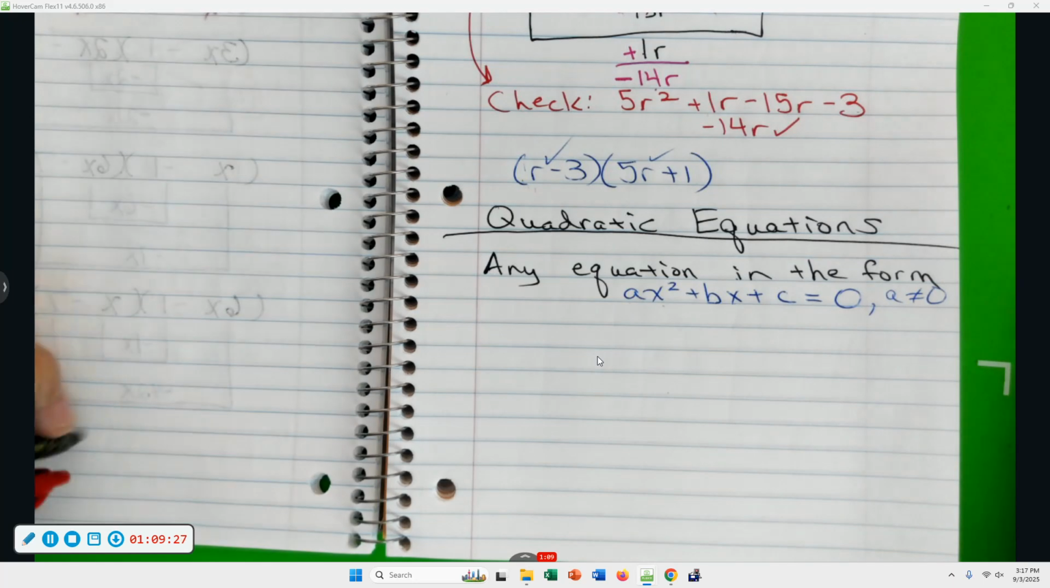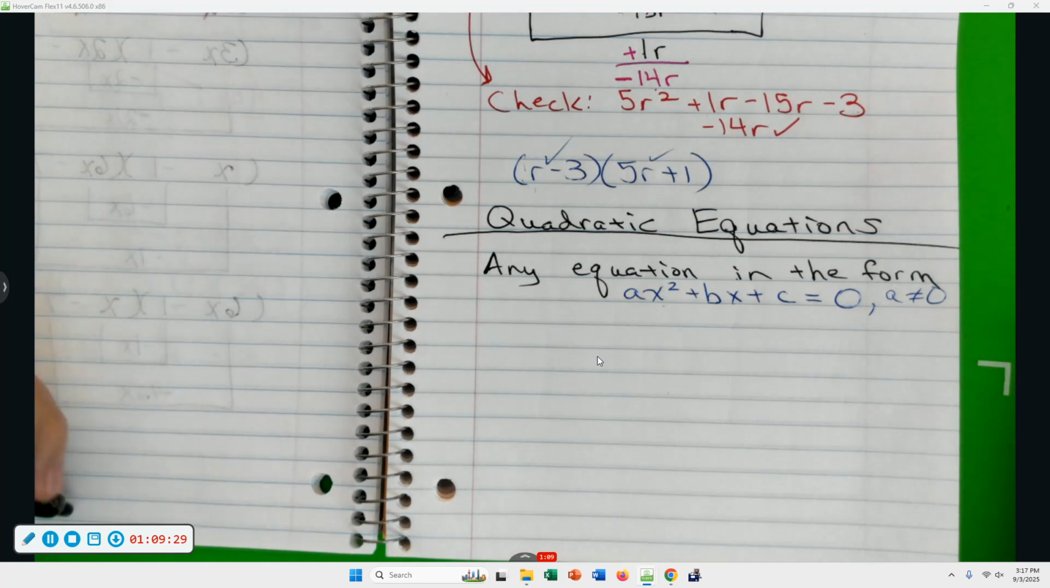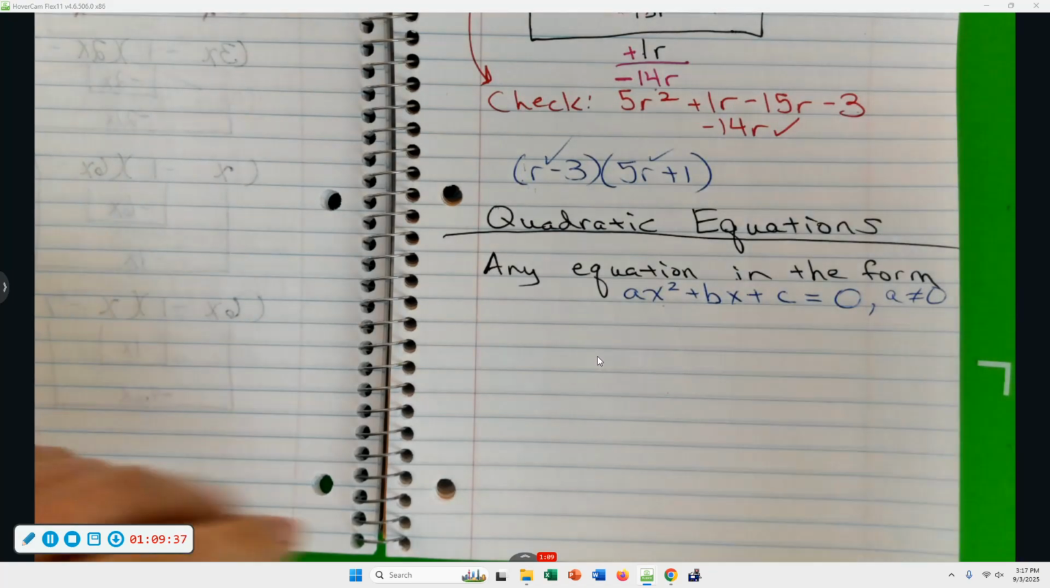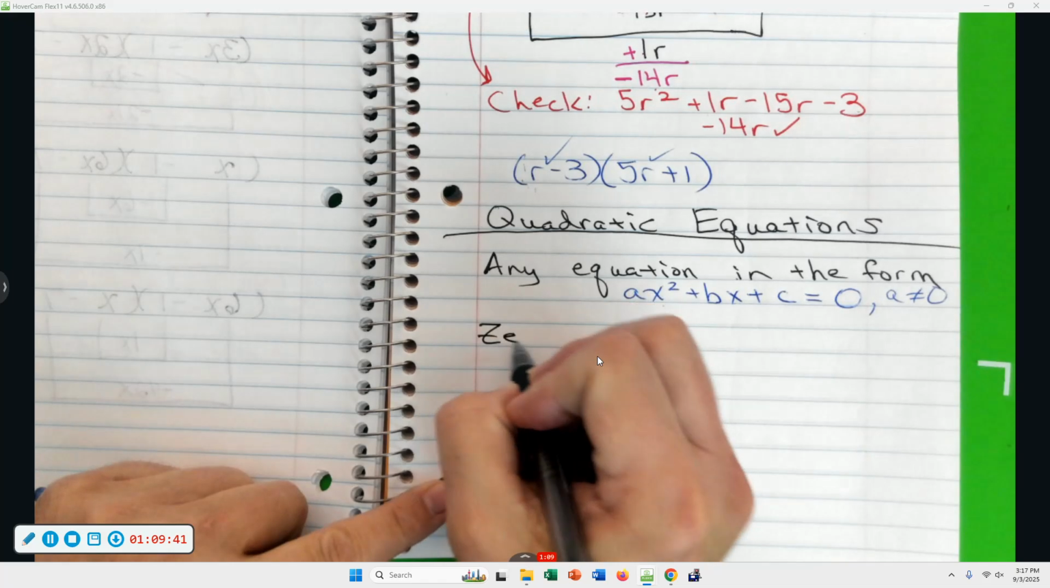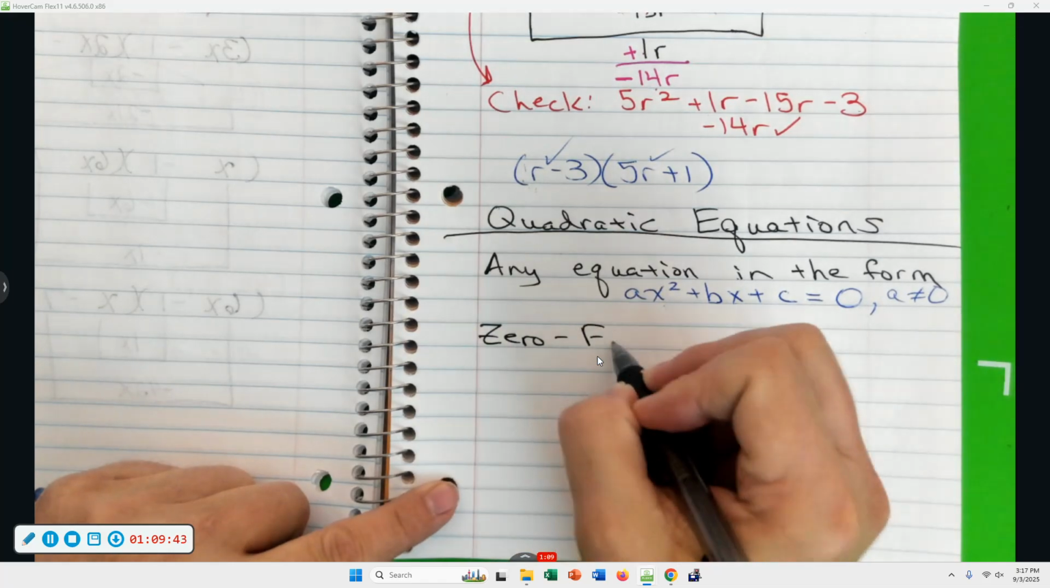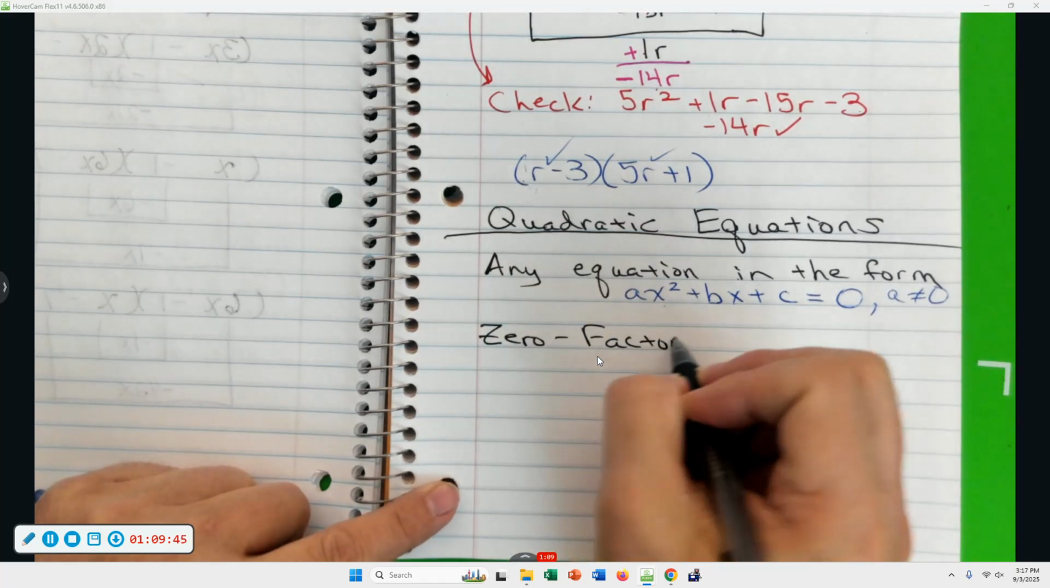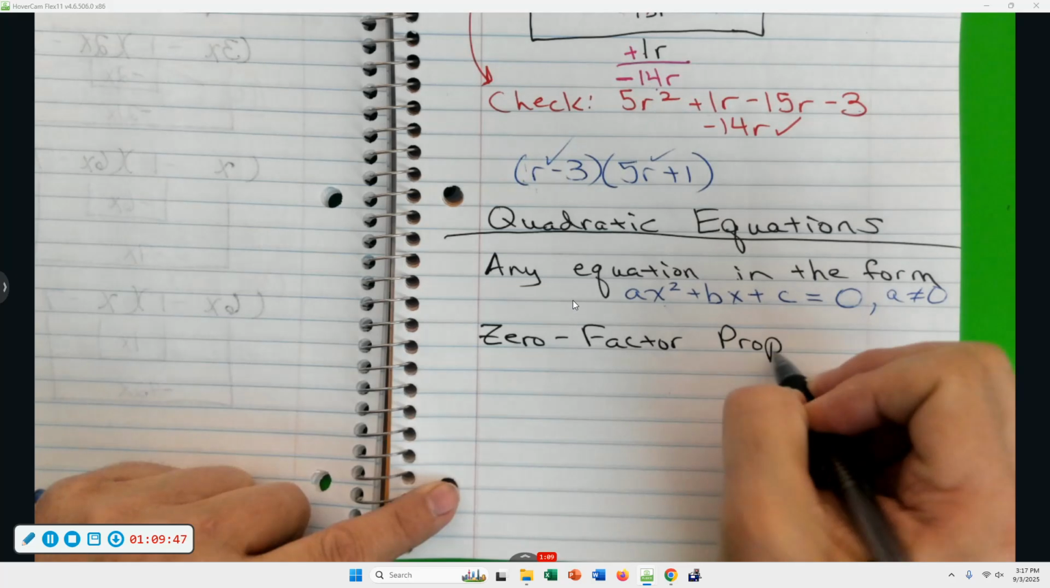We're going to look at three different methods of solving quadratic equations over the upcoming week. The first method is by factoring. There's something called the zero factor property, or theorem.